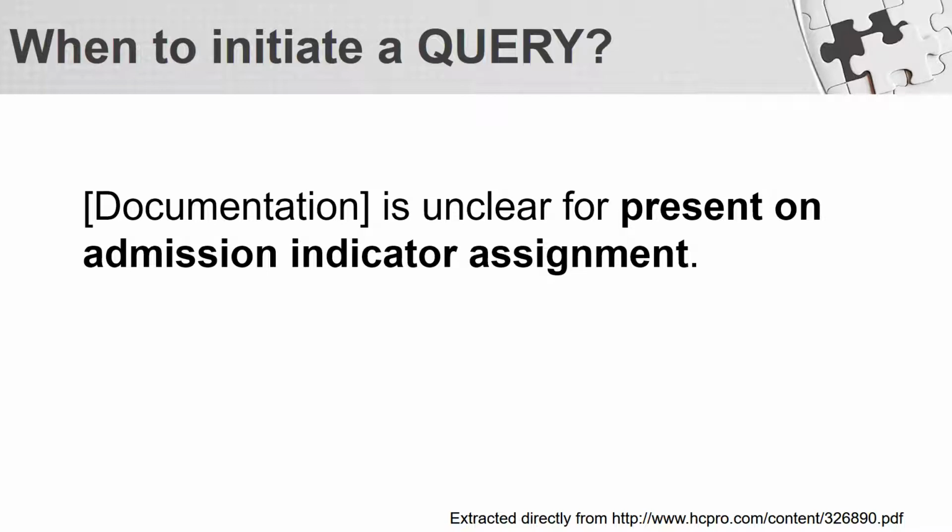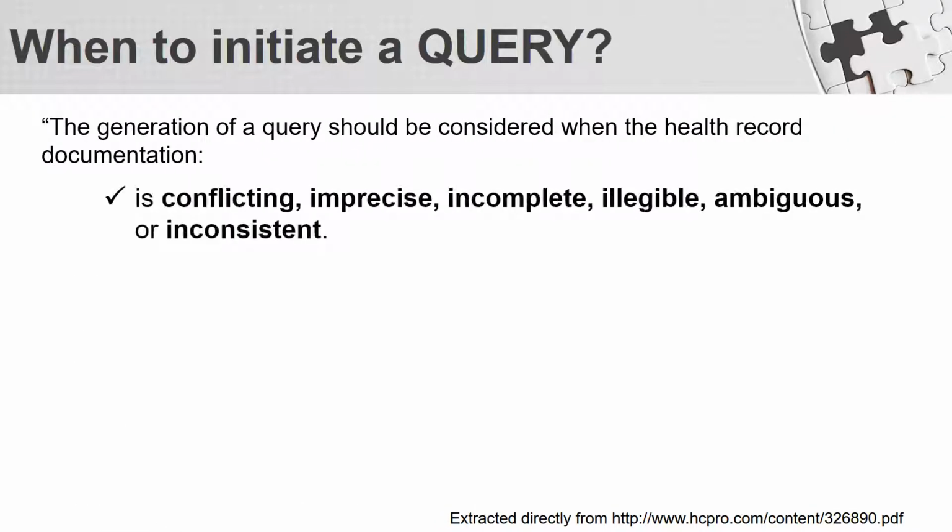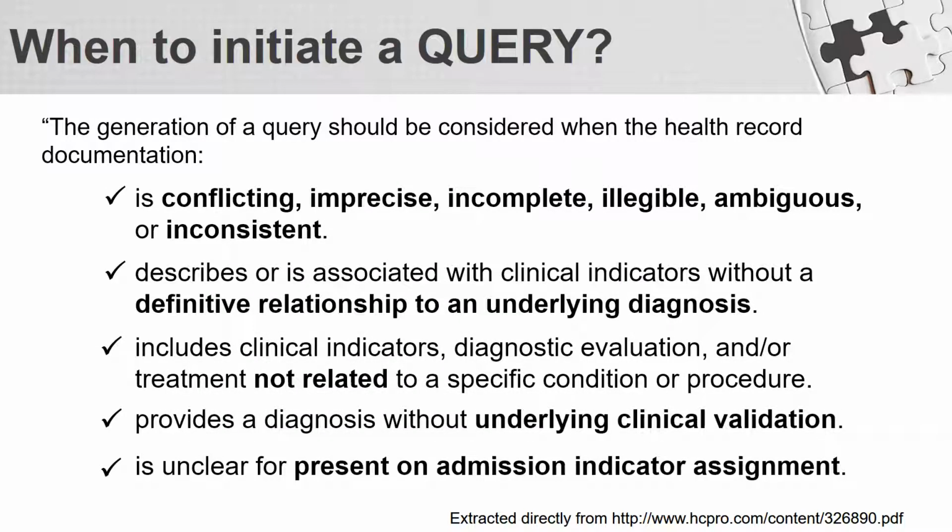The documentation is unclear for present on admission indicator assignment. You have to know if the patient was admitted, why they were admitted. You have to know those indicator assignments. So here's just a little overview of what we just discussed.